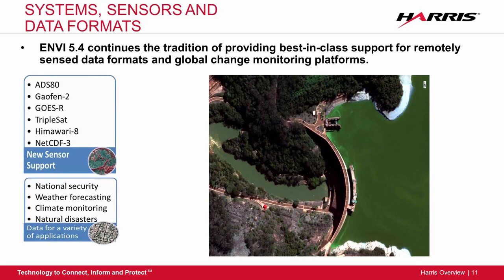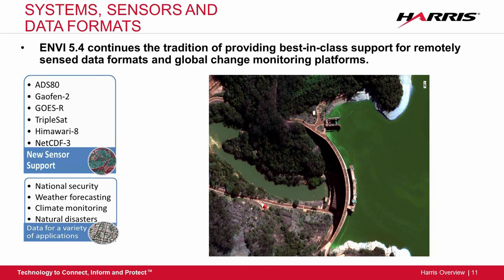So with every release of ENVI, we make it a priority to really ensure that we're keeping up to date with new and emerging sensor formats. So in ENVI 5.4, we've added support for our ADS-80 airborne digital sensor with high spatial resolution, Gaofen 2, which is a series of Chinese civilian remote sensing satellites, and our newest satellite is GOES-R, which is a weather satellite and a next-generation geosynchronous environmental satellite that I will show you on our next slide, as well as Himawari 8 and 9 satellites, which are also meteorological satellites. We also have the ability to read netCDF and HDF raster datasets with our new scientific dataset browser, which I'll show you here in a second as well.